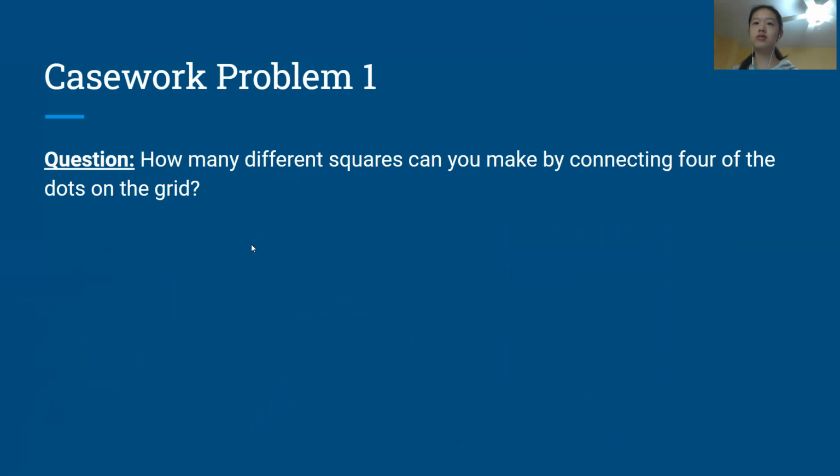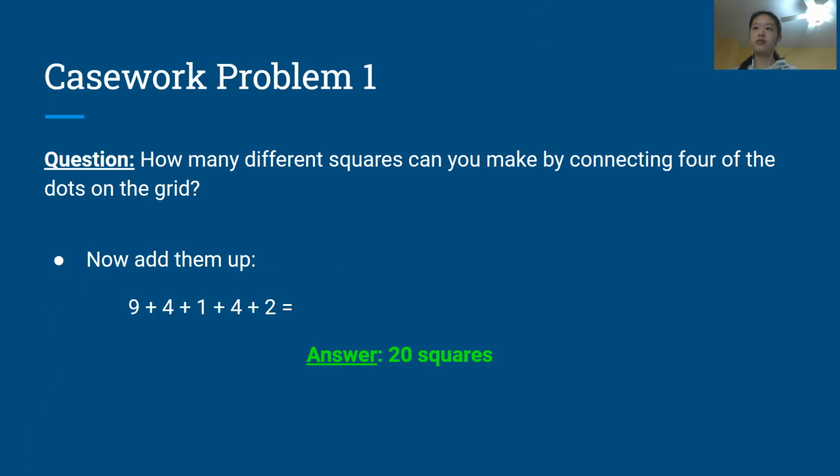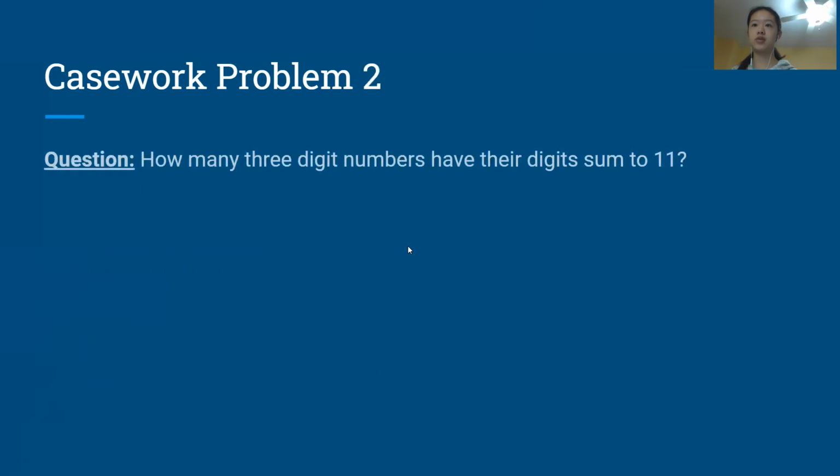So in total, we'll have 9 plus 4 plus 1 plus 4 plus 2, which equals 20 different squares. So for this problem, you just have to be careful. You need to sort of think outside of the box in these problems because it's very easy to miss something on accident. Okay, here's another problem. How many 3-digit numbers have their digits summed to 11? And again, you may want to list these out on a table. That would help.